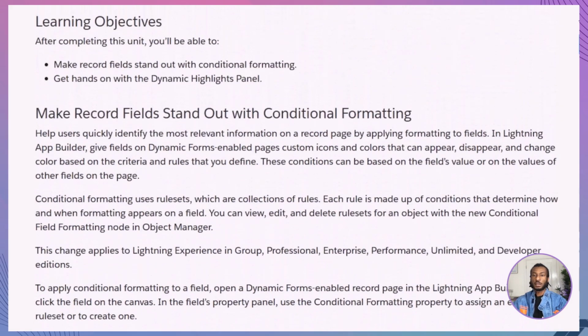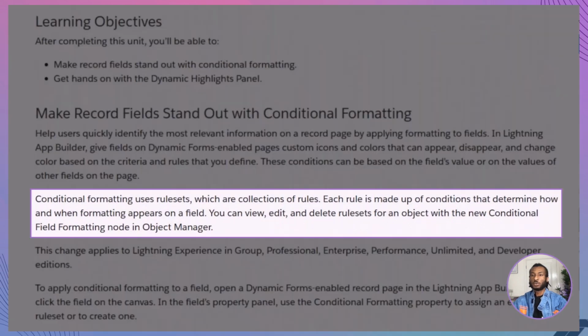Behind the scenes, conditional formatting uses something called a rule set. A rule set is a collection of rules, and each rule includes one or more conditions. You can base these conditions on the field's own value or the value of another field on the same page. Once the criteria are met, the formatting kicks in, icon, color, or both, bringing clarity and context to your record.